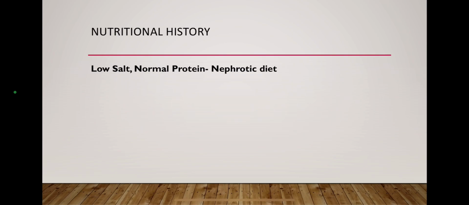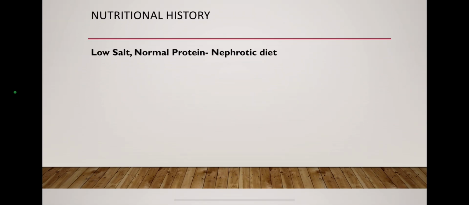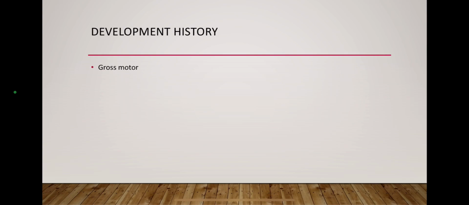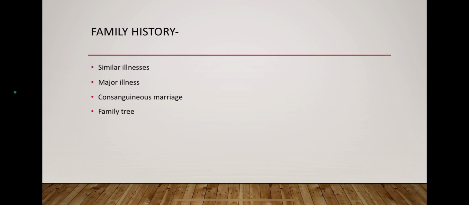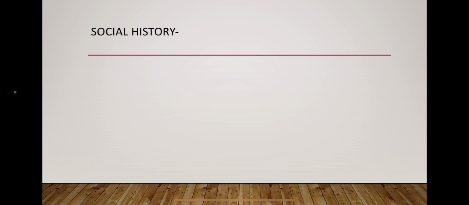After immunization history, you need to ask about the nutritional history, whether any nephrotic diet is given or not under dietitian guidance. Low fat, low salt, normal protein diet. Development history, you need to ask the brief development history, pubertal history, allergy history, family history of similar illness, any major illness in the family, consanguineous marriage. You need to draw the family tree and ask how is the family dynamics.